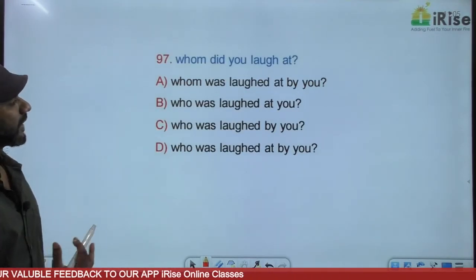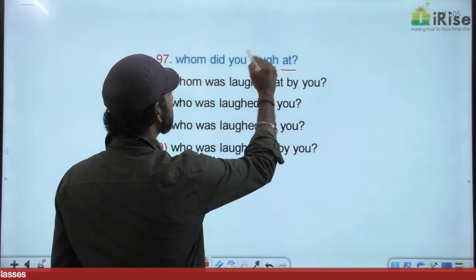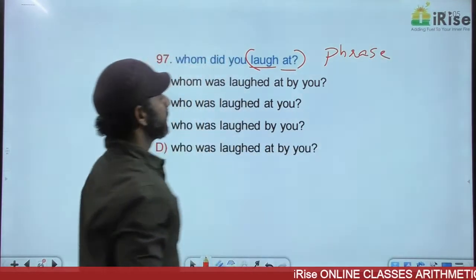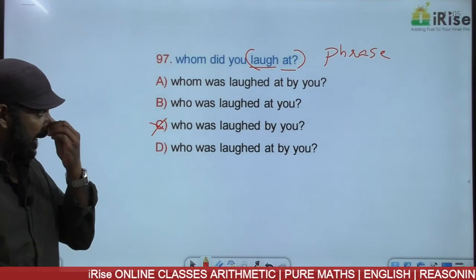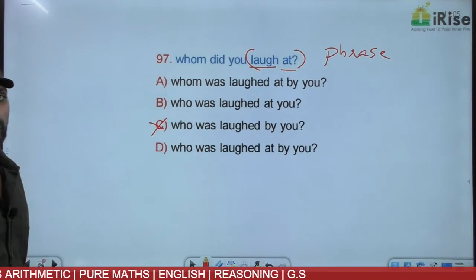Whom did you laugh at? Laugh is a verb, at is a preposition, so laugh at becomes a phrase. We cannot divide the words in a phrase. Based on that, C is eliminated, because at is not there. It just says laughed, eliminated.